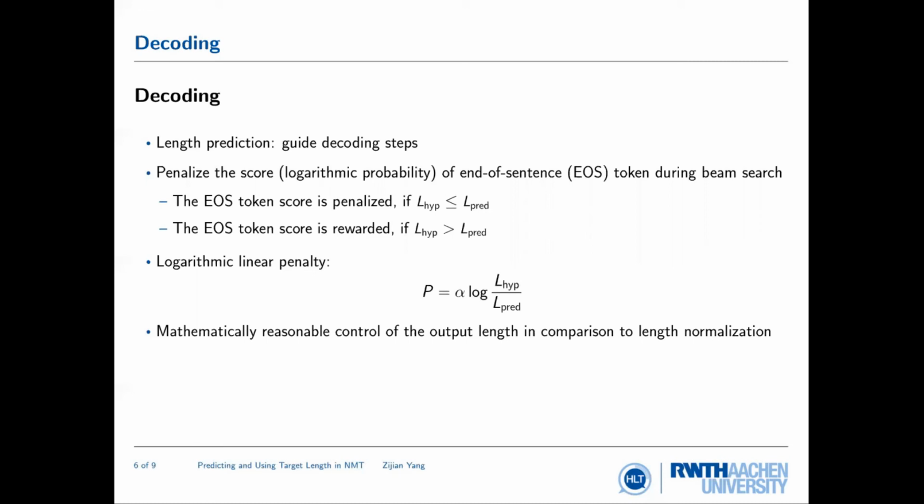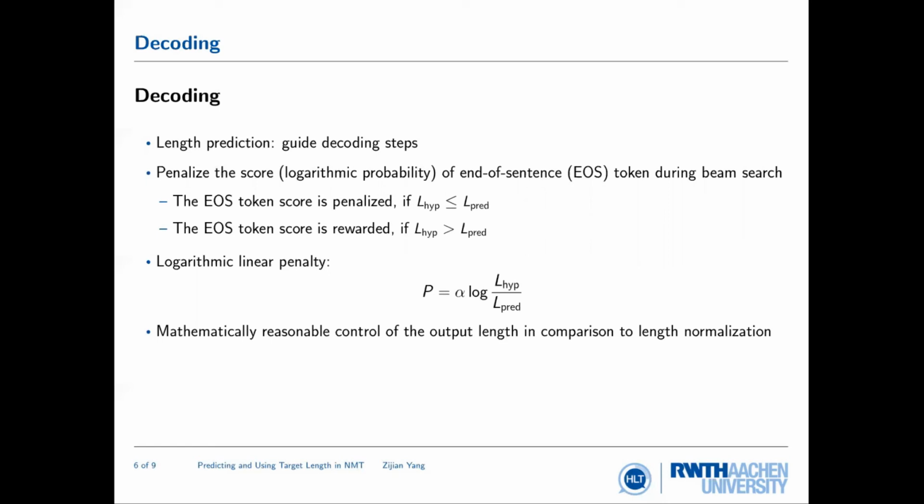Since the predicted target length cannot be 100% accurate and the source sentence can have multiple possible translations of different lengths, we control the length of the inference by penalizing the score of the end of sentence token during beam search, rather than forcing the length of the inference to match the predicted length.